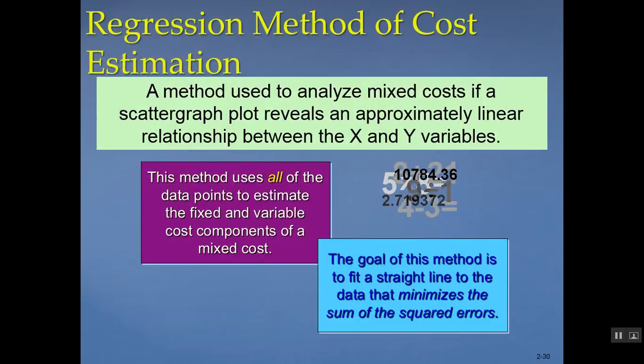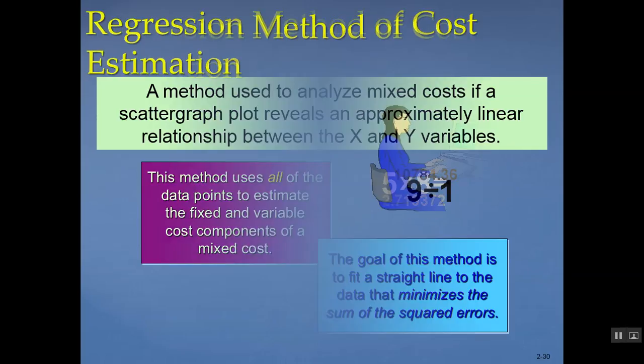The regression model performs the same analysis, except it looks at every single data point, not just two data points. Therefore, it's more accurate. The goal of this method is to fit a straight line to the data that minimizes the sum of the squared errors. So what does this mean?